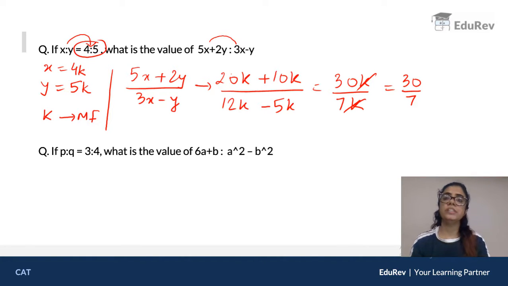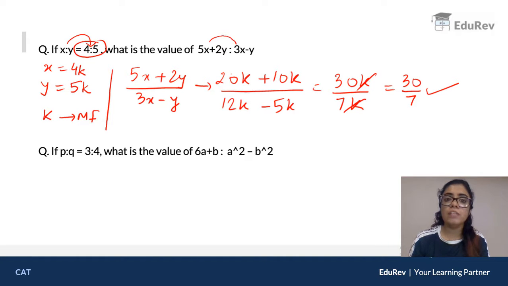Now generally students say कि ultimately तो k cancel ही होने वाला है, so why can't I substitute the value of x as 4 and y as 5? You will get the same answer. The thing is, you can do that here. Why can you do that here? Because your k is going to get cancelled.